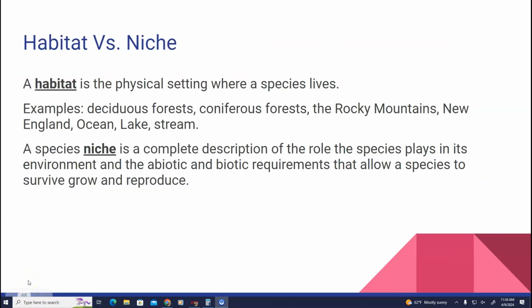Moving on to the next topic, let's talk about a habitat versus a niche. I feel like you should already know this, but a habitat is the physical setting where a species lives, whereas a niche is a complete description of the role a species plays in an environment, all the living and non-living requirements of the environment that allow a species to survive, grow, and reproduce.